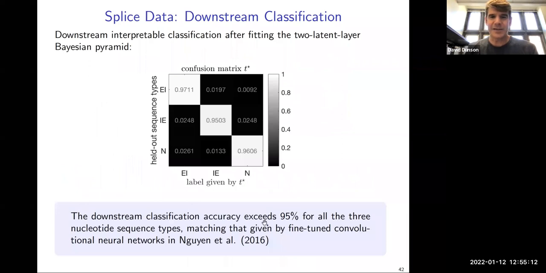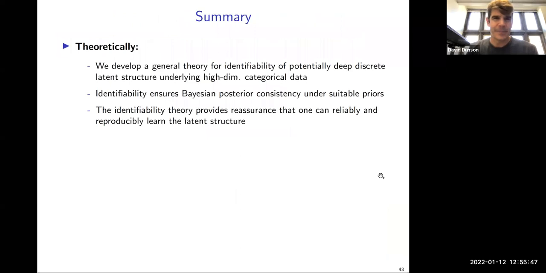Amazingly, the downstream classification accuracy was 95%, and we didn't use the label at all in training the algorithm. That accuracy was the same as if we took the data and tuned the crap out of a neural network for classification. So that was pretty cool. I think that it actually learned these latent features underlying the observed nucleotide sequence data. Those very simple low-dimensional latent features were actually mapped really well to the held-out labels of the different sequence types.